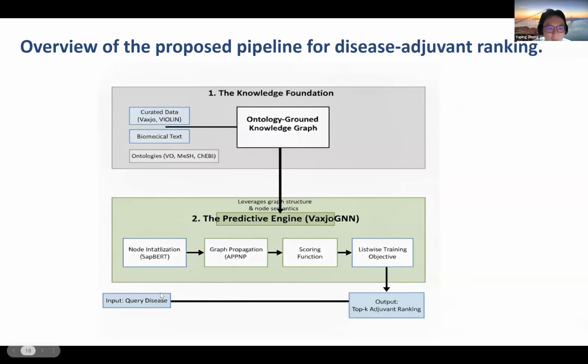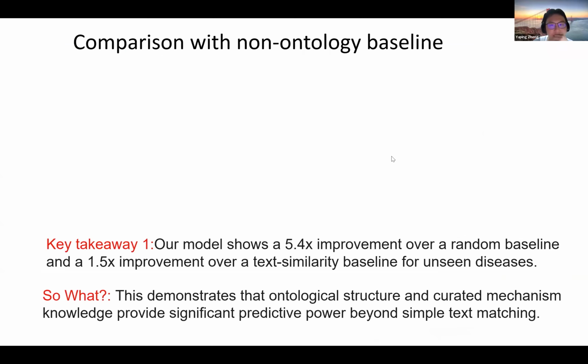We have an input here, and the input will feed into the predictive model. The model will get the knowledge foundation from our backbone, which is the VaxJo or VIOLIN, and they will go through a list of processes to give the final answers. And the next part is the results.